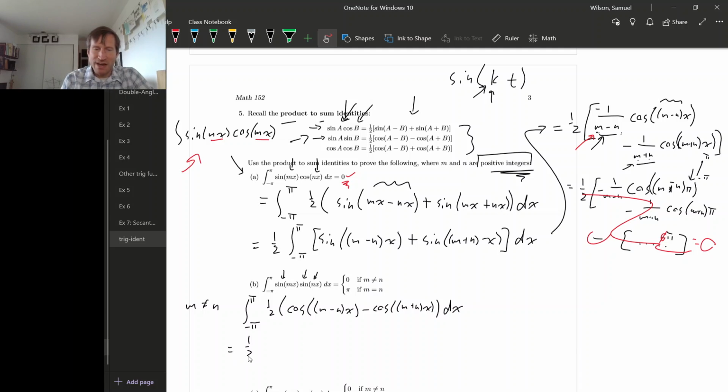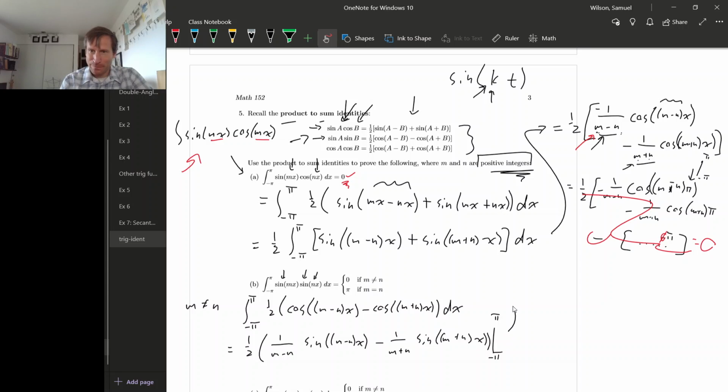Okay, move that 1/2 outside the integral. Now we can integrate this term by term. So the integral of cosine of m minus n is 1 over m minus n times sine of m minus n times x, minus 1 over m plus n times sine of m plus n times x. And we're going from minus pi to pi.